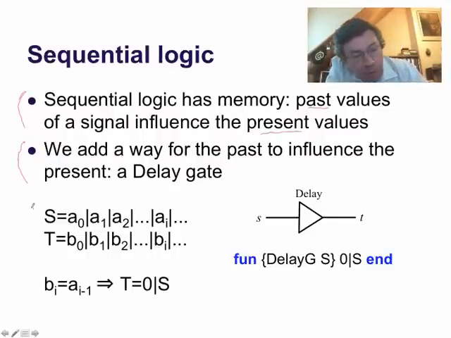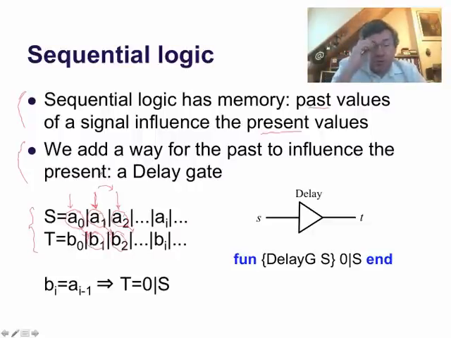So here's an example of how we could do this. We have two signals, S and T. Now assume that we want the past to influence the present. So for example, A0 should have an influence on B1. So this is the past, time 0 is the past, time 1 is the present. And A1 should influence B2, and A2 should influence B3. So each past moment has to influence the present moment.